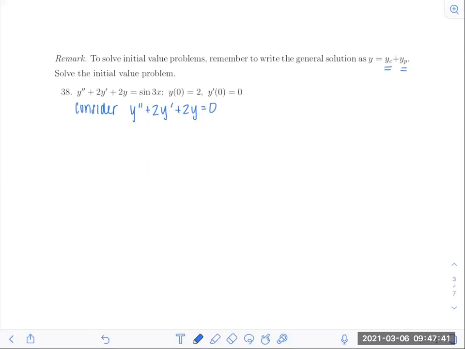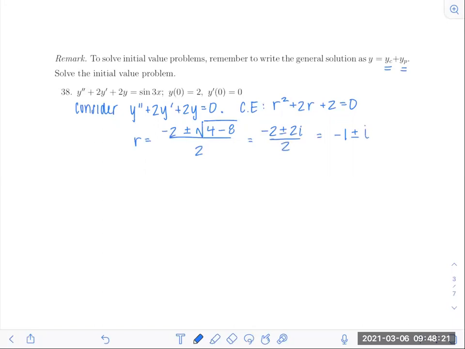And then from here, we're going to factor this to identify the roots. So our characteristic equation is r squared plus 2r plus 2 equals 0. Let's go ahead and throw that into the quadratic formula. Negative b plus or minus the radical of b squared minus 4ac, all over 2a. So I have a negative 4 under the square root, which is going to pop out as a 2i. And so we get complex conjugate roots, negative 1 plus or minus i.